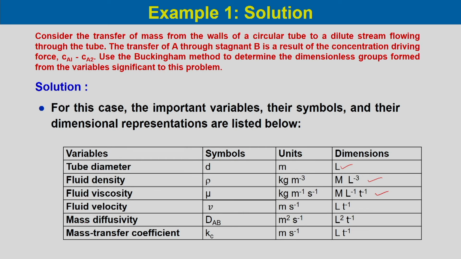Fluid viscosity mu is kg per meter second, and the fundamental dimension is M L inverse T inverse. Fluid velocity V, which is meter per second, is length into time inverse. Mass diffusivity D AB is meter square per second. So, it is length square per time. Mass transfer coefficient Kc is meter per second, which is length per time. So, all these variables for a particular situation are described in terms of dimensionless numbers.